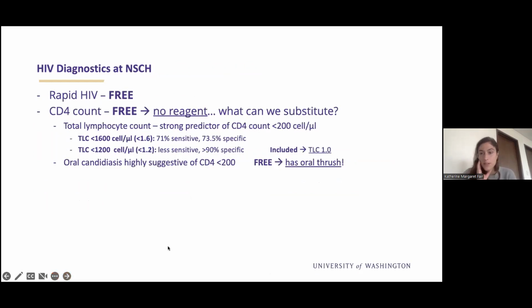And sort of a roadmap for HIV care at NSCH. Rapid HIV testing is free, so it should be done on most patients who have any sort of suspicion. And CD4 counts are part of the clinic's treatment, but oftentimes they're out of stock or they won't do it. Some of you may have heard CD4 counts can be less useful in the inpatient setting or when patients are sick, but we can get a viral load sometimes.